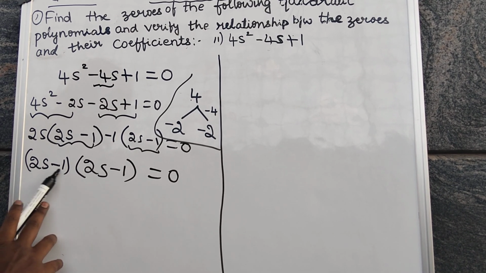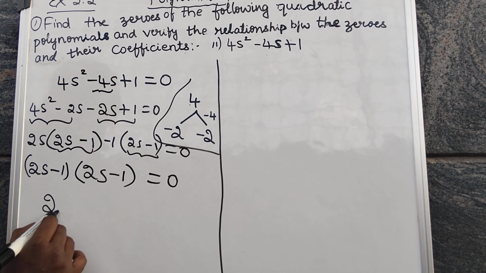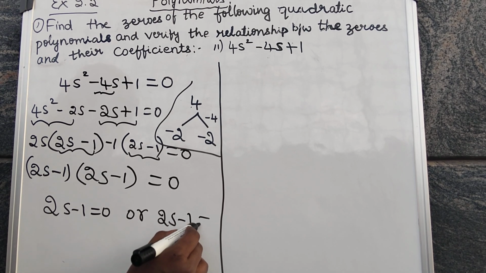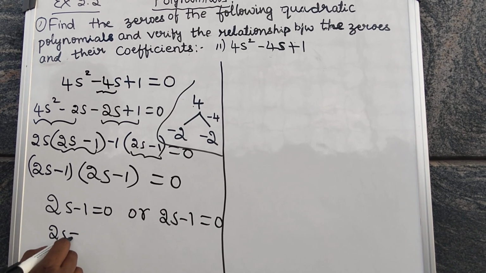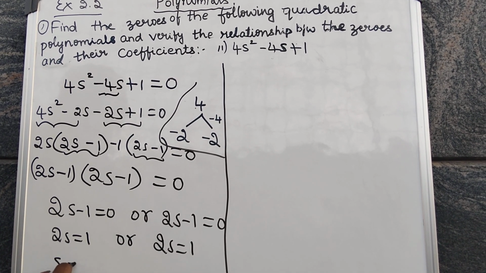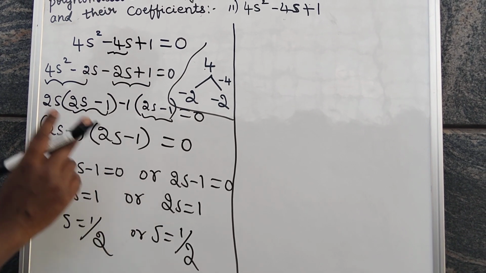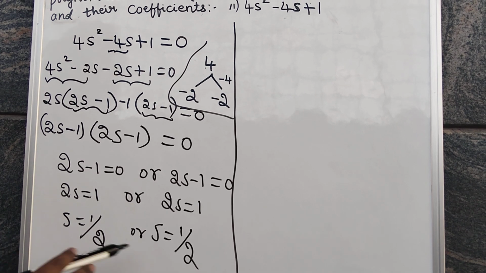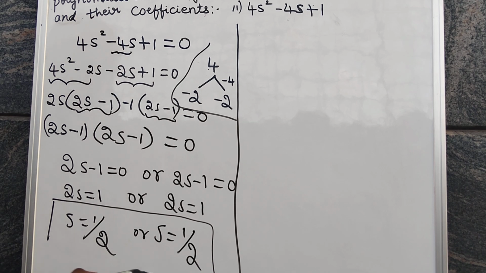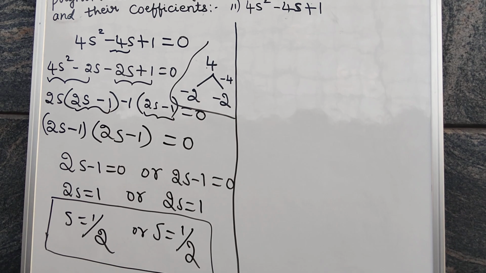Now, if the product of any two numbers is 0, then at least one of the terms is 0. That's why you write 2s − 1 = 0, or 2s − 1 = 0. Here 2s = 1, or 2s = 1. So s = 1/2, or s = 1/2. For this quadratic equation, you got two equal roots. So now you got the zeros of the polynomial.